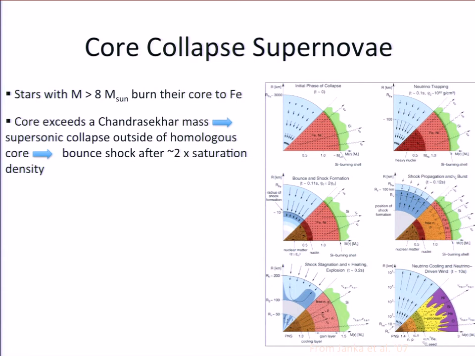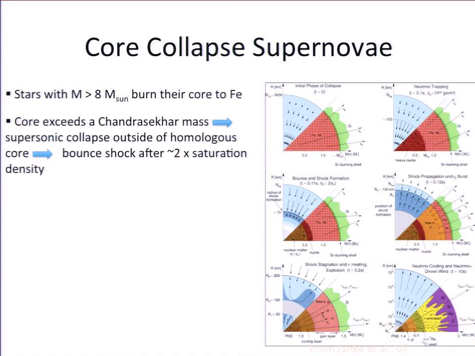Also at this point, a significant amount of electron capture starts to happen, as well as photodissociation of the iron, which removes energy from the core. And it starts to collapse. There's an inner region that collapses homologously, so it's in sonic contact throughout the collapse. Then there's an exterior region which collapses supersonically. This infall continues until the homologous core reaches about 2 times nuclear saturation density or something like that, at which point the repulsive part of the nuclear interaction kicks in and halts collapse, so it increases the pressure in the core.